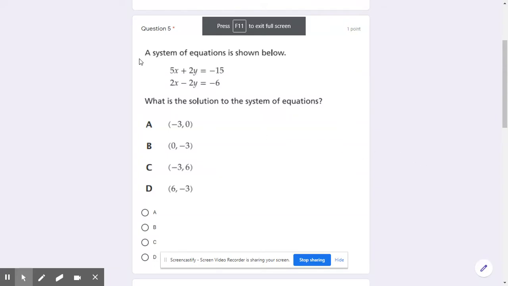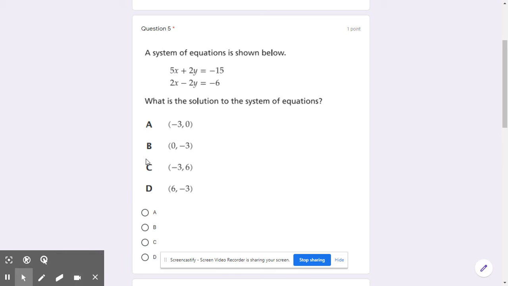For question 5, it says a system of equations is shown below. And here are the two equations given to us algebraically. It says, what is the solution to the system of equations? And again, solution is saying that when we have these two equations, which are representing lines, when these two lines are intersecting each other, they're going to intersect at this point. That point is the solution. So one of these choices is going to be that coordinate where these two lines intersect.